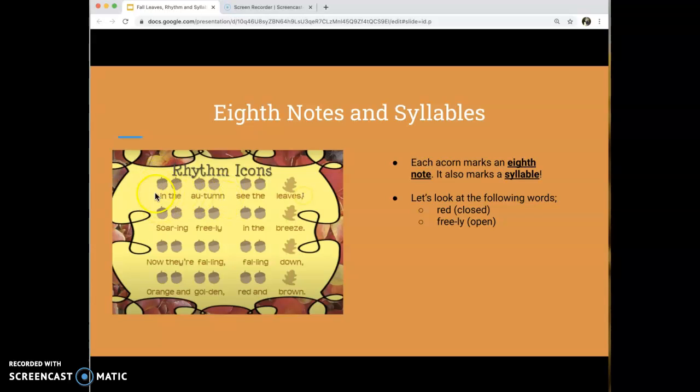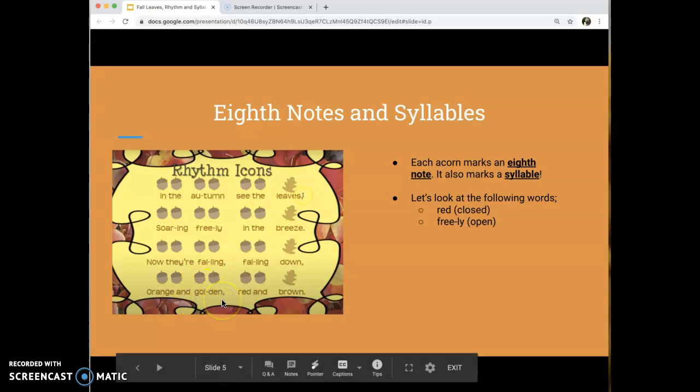So we have in is one syllable, one vowel sound. The, I hear one vowel sound, one syllable. Ah, for the word autumn, so ah is one vowel sound. And then um is another vowel sound, so autumn. They are being marked. Now, a few of these aren't exactly following our syllable rules. However, they are marking correctly that there are two syllables in these different words. So each one is marking an eighth note, but it's also marking a syllable.